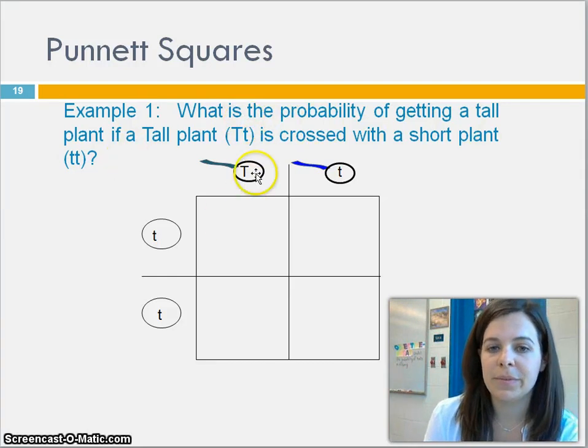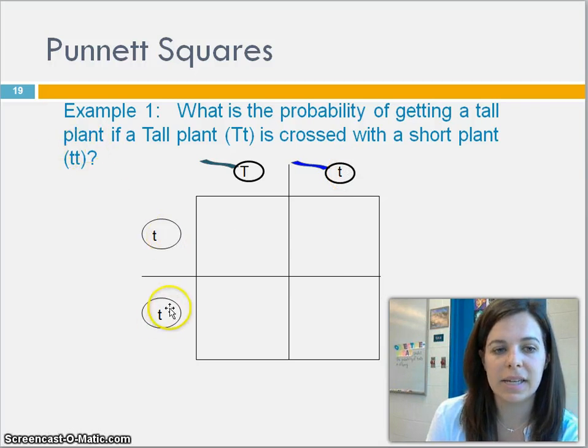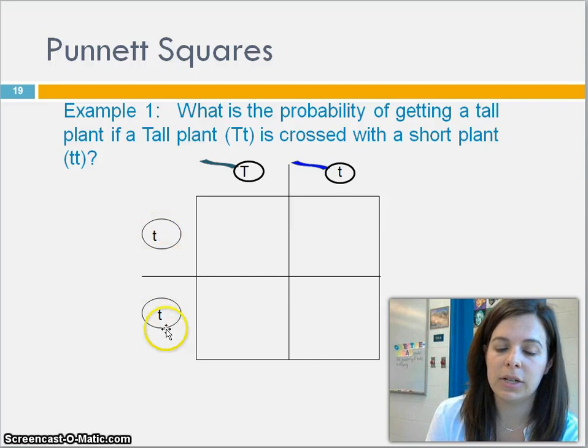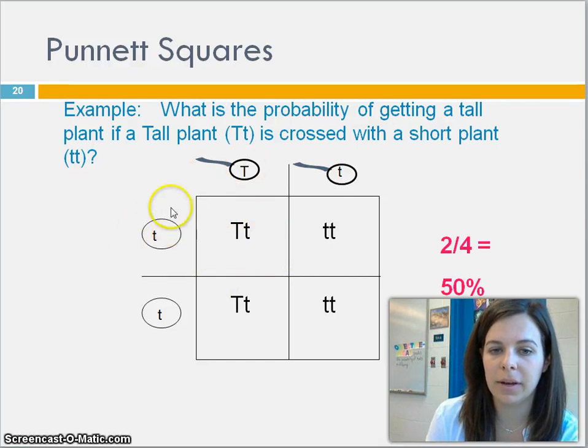And so the first thing we need to do is split the alleles so that we have a capital T in one sperm and a lowercase t in the other, and then a lowercase t here based off this information and a lowercase t here. So one allele in each egg, one allele in each sperm. Then we're going to combine those together. A capital T from here and a lowercase t from here comes together to make capital T, lowercase t.